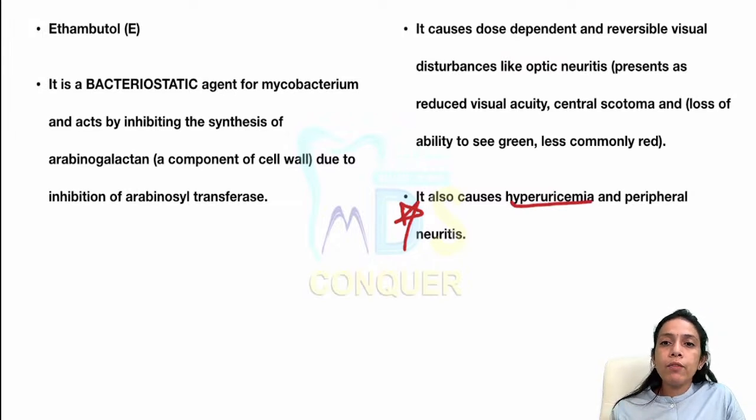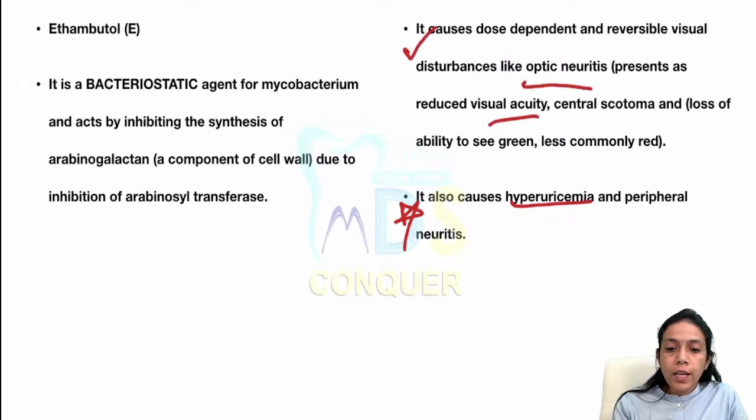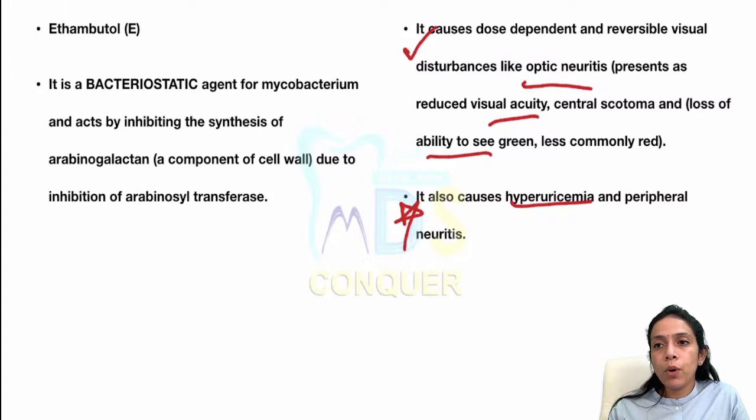But a very important side effect of ethambutol is optic neuritis, loss of visual acuity, especially the ability to see green light, followed by the red light. Okay, so these are the important points related to ethambutol.